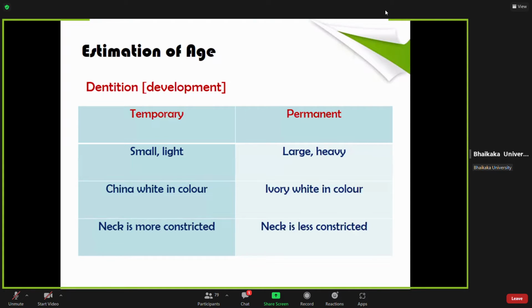The difference between the appearance of the temporary and permanent teeth: temporary teeth are small and light, and permanent teeth are large and heavy. The temporary teeth color is china white, while permanent teeth are ivory white, meaning off-white. In temporary teeth, the neck is more constricted; in permanent teeth, the neck is less constricted.